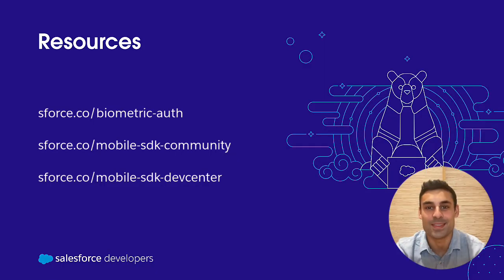And that's all for today. In this quick take, you saw how to add biometric authentication to Mobile SDK apps by first configuring it in your connected app, then by implementing it in your code. Biometrics are a convenient and secure way for your users to unlock your app, and they save them from having to recall and manually enter their passwords as often.